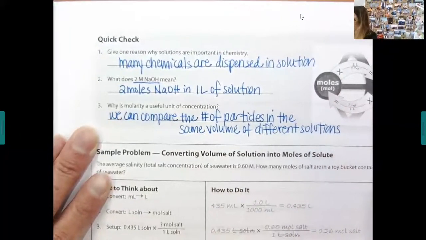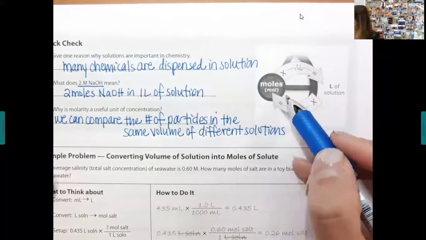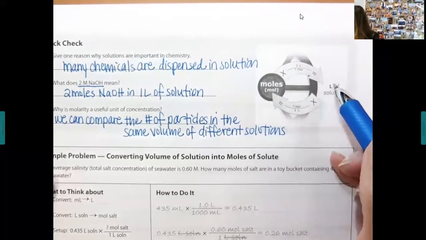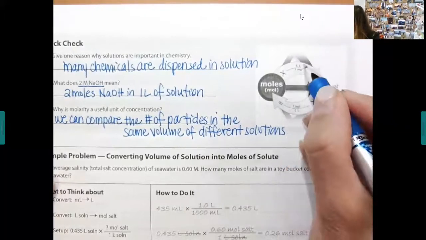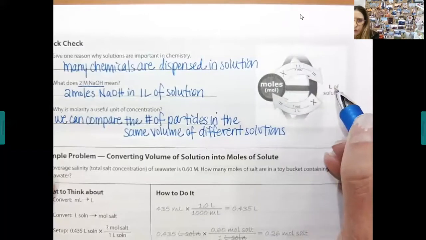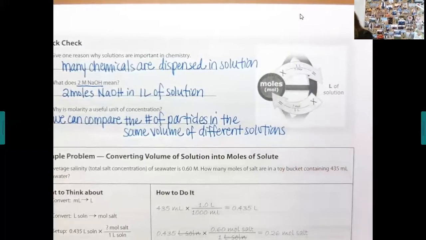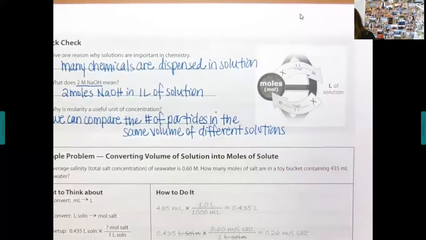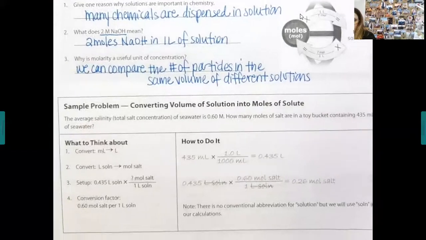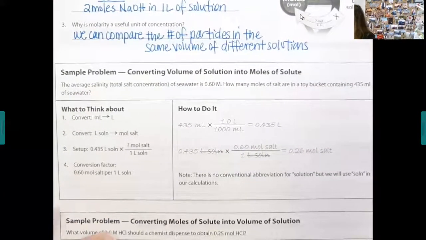Okay. Now, if you want to, you can use this as a guide. If you're converting moles to liters, then you would multiply by 1 liter over however many moles you've got. If you're converting liters to moles, you would use this fraction to convert. But what I'm going to do is I'm going to go ahead and show you on the next page how to do some of these problems. But before that, let's take a look at the sample problems.